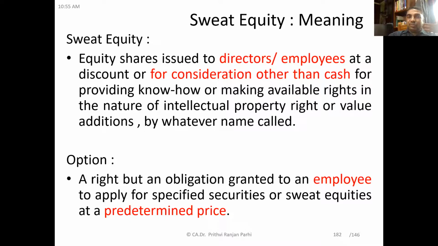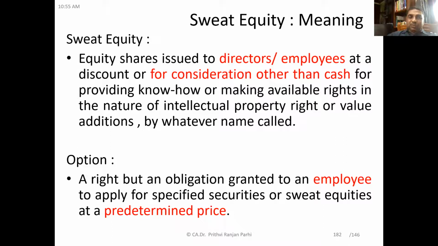In order to recognize the contribution of employees in the company, this kind of scheme is normally introduced. Now, what is sweat equity? Sweat equity is again a kind of equity shares which are issued to the directors or employees at a discount or for consideration other than cash. For example, the employee or director has contributed something, maybe technical, maybe some kind of intellectual contribution. And for that, these sweat equity shares are issued.